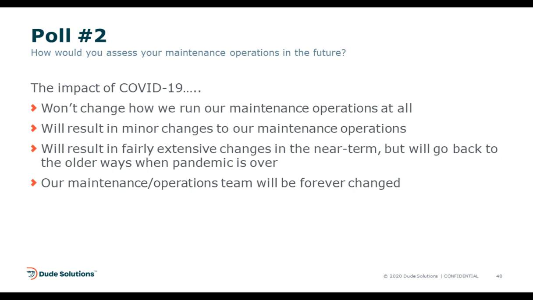So if you could take a moment to answer these, the options range from won't change how we run our maintenance operations at all, so you're kind of staying the same, will result in minor changes, will result in fairly extensive changes in the near term, but will maybe go back to the older ways when this pandemic is in the rearview mirror. And the last one is we're going to be different forever. Our team, our operations, the way we do our maintenance is going to be changed forever. So if I could ask you to take a moment to answer that particular question.